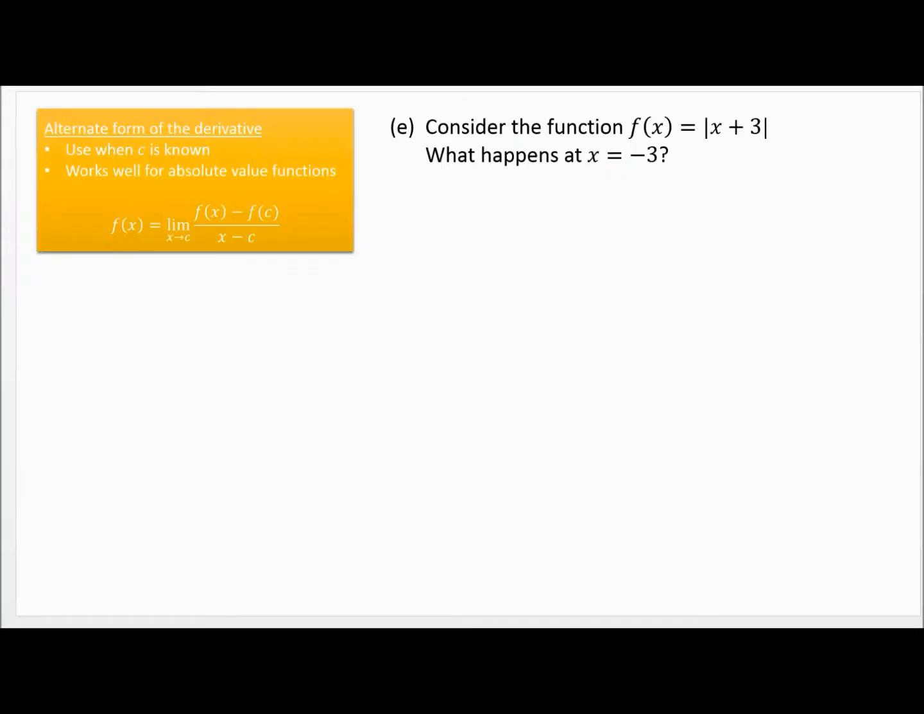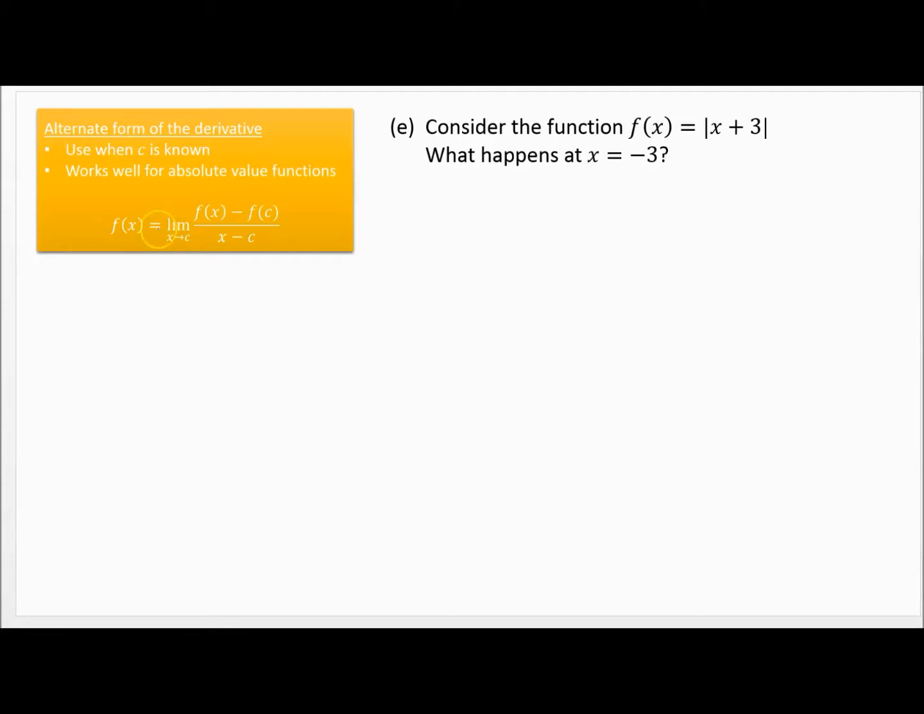Now here we have something a little different. It's called the alternate form of the derivative. I was trying to say alternative form of the derivative. I guess that would work too. Use this when c is a known value. So if you're just trying to find the derivative, say f prime of x, but you don't have a place like at x equals negative 3 in this particular problem, you cannot use this alternate form. You must know the c value to pull this off.